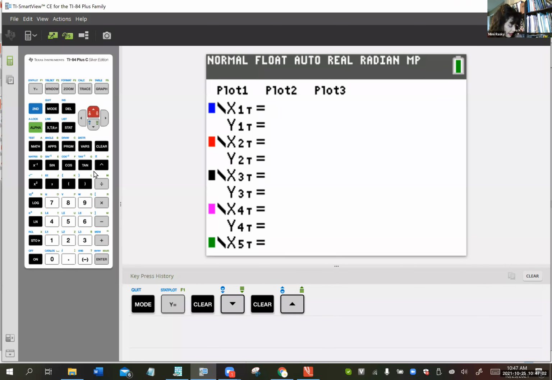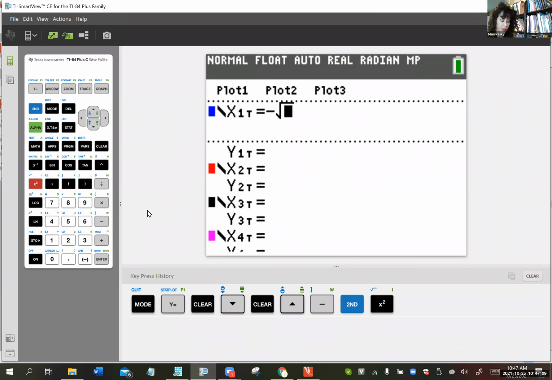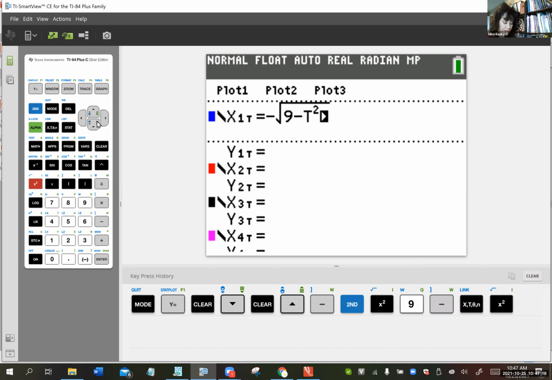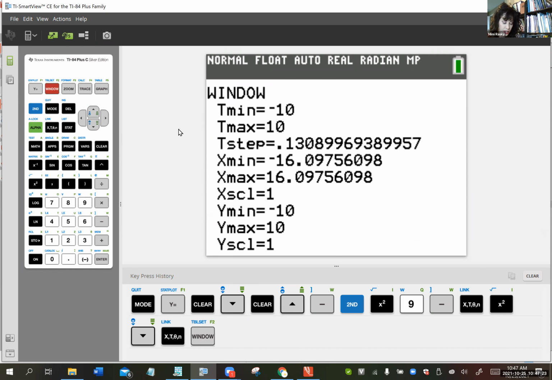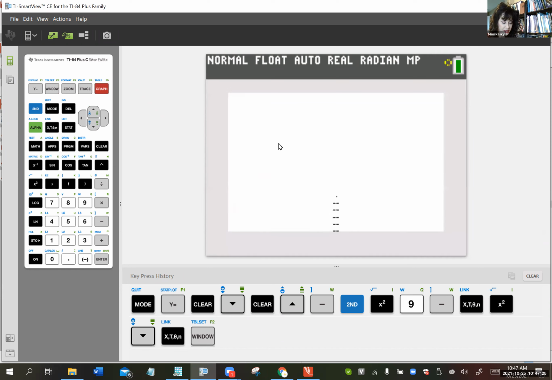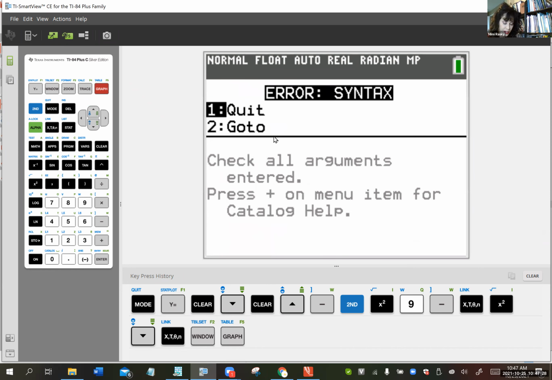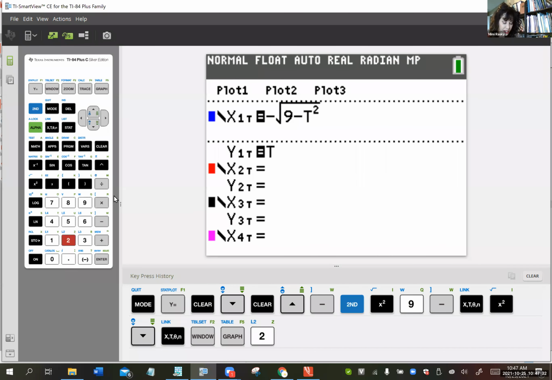So I'm going to have x equal to negative square root of 9 minus t squared. Okay. And then the y was just t. And then let's just check our window. Yeah, we could try doing that. It's not going to be the domain. Check all my arguments. Okay, what happened is I tried to feed it values of t that were not okay.